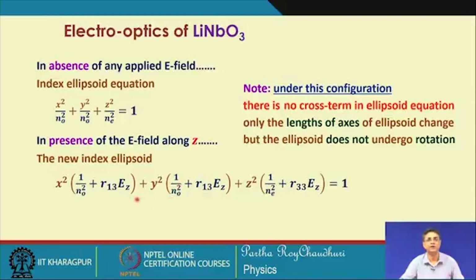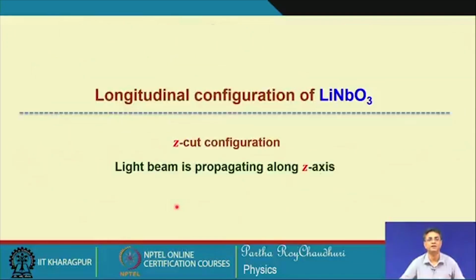So, this will not create any delay between the x and y polarized light, or x dash and y dash polarized light, which are the same. So, there is no delay between them, there is no retardation between them. As a result, any amplitude modulation is not possible. So, that is very interesting, we will see that.